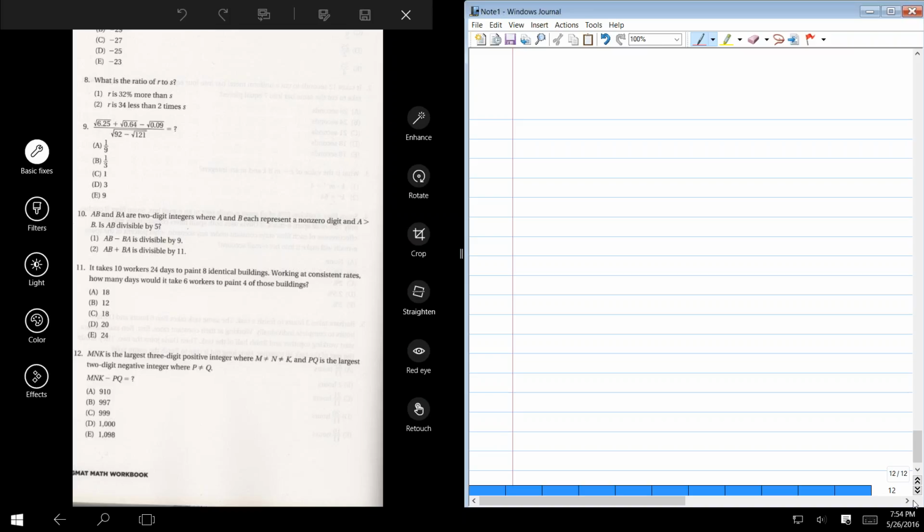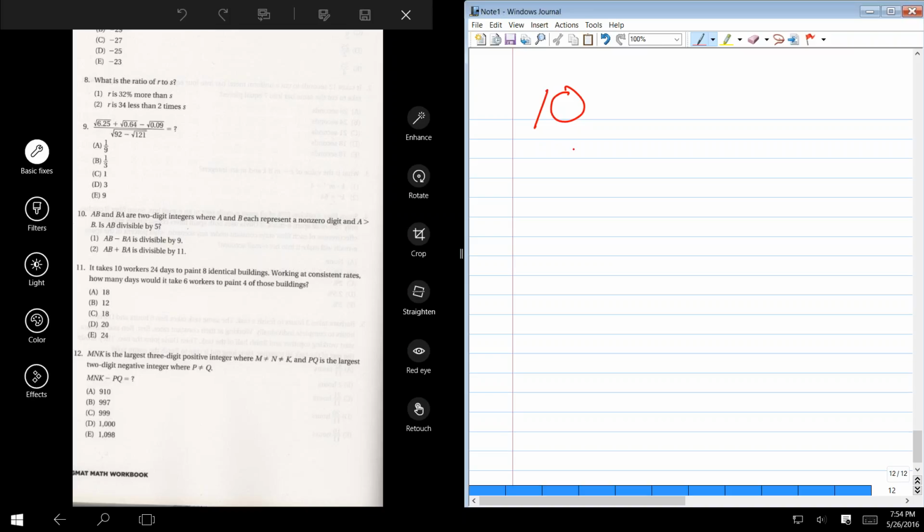If it takes 10 workers 24 days to paint 8 buildings, how long would it take 10 workers to paint 4 buildings? Okay, so if it takes 24 days for 8 buildings, I'm thinking let's take the number of days and divide it by buildings. So it would be 3 days for 1 building for 10 workers. That is one way to do it, but notice that 4 is exactly half of 8. Oh, okay, yeah, exactly.